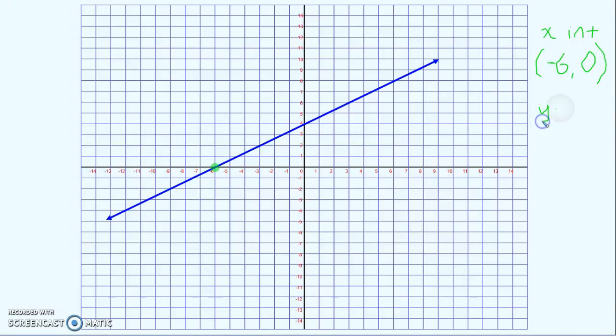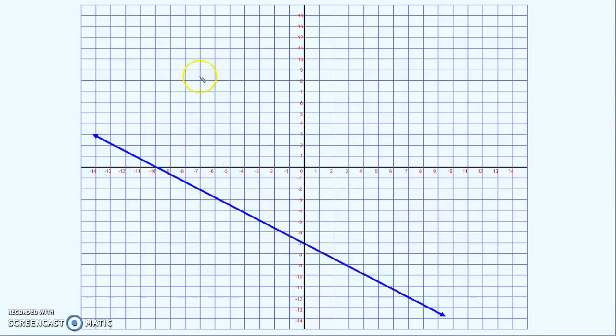Now if we're looking for our y-intercept, that's where it crosses the y-axis. And if we're looking, we can see this is our y-axis, and the line is crossing the y-axis right here at that 4. If we were to write this as a point, our y-intercept, we would be writing (0, 4) because it goes side to side 0 at that point, and up 4 at that point.